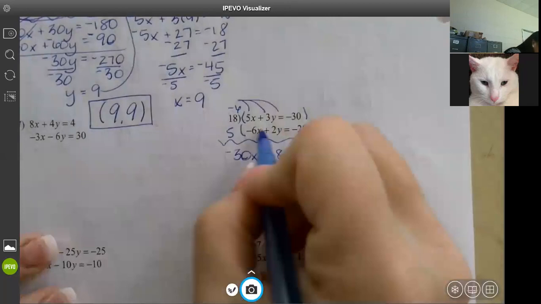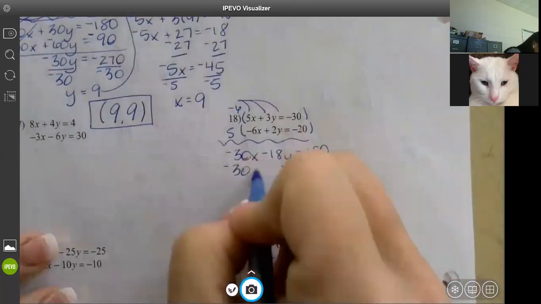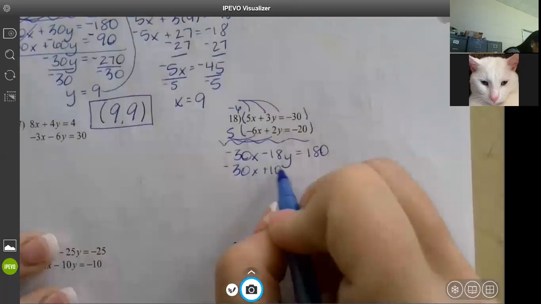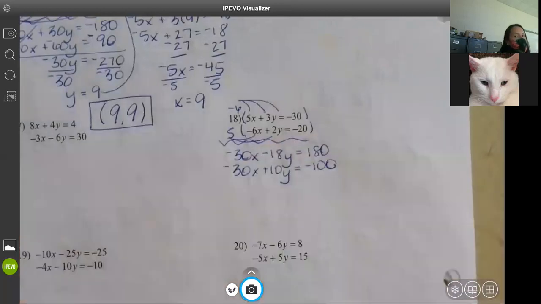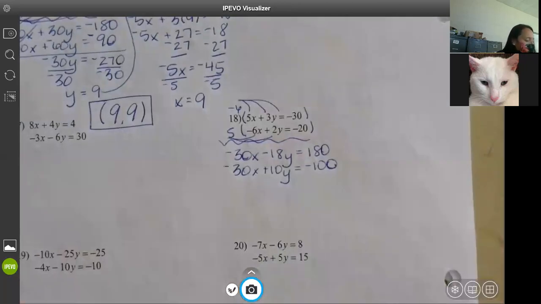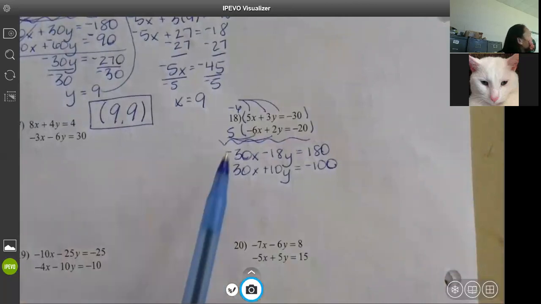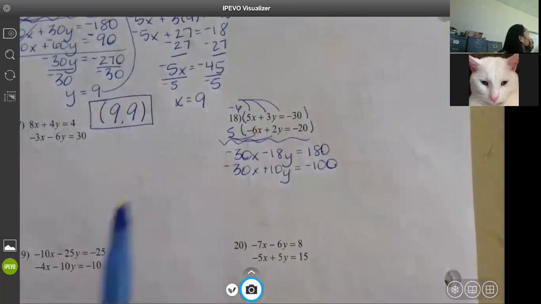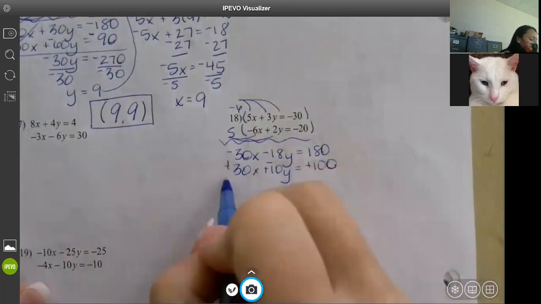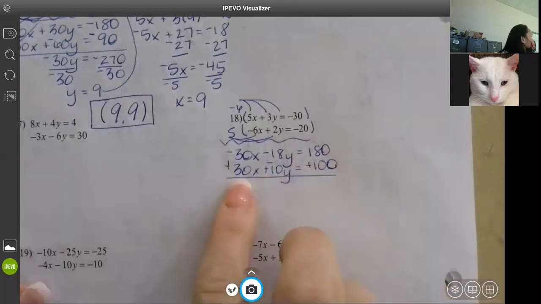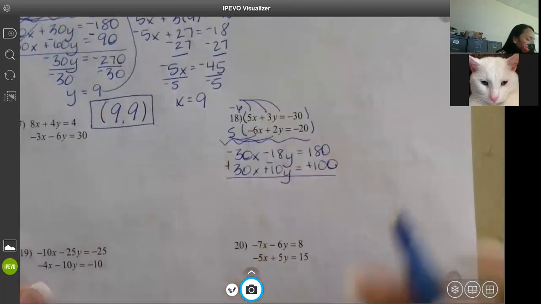On the bottom, 5 times negative 6 is negative 30x. 5 times 2 is 10y. And 5 times negative 20 is negative 100. Because they're both negative, you can't get them to cancel out. You can switch the top or the bottom, it doesn't matter. I always change the bottom so that these two are opposite signs and cancel out. That's the only reason you do it.